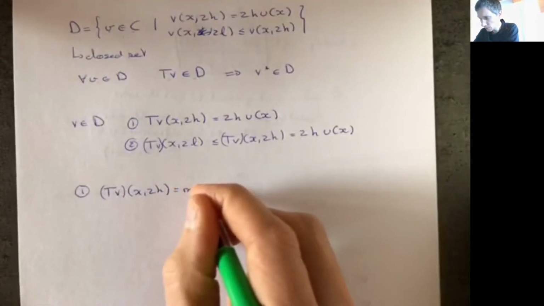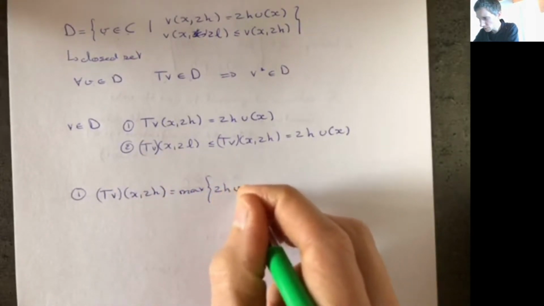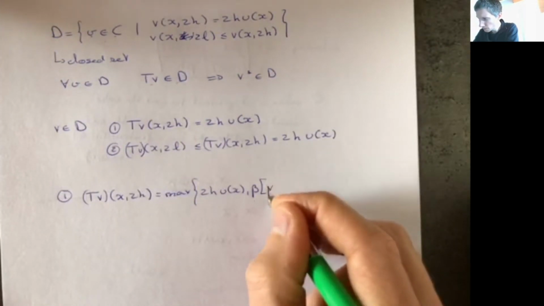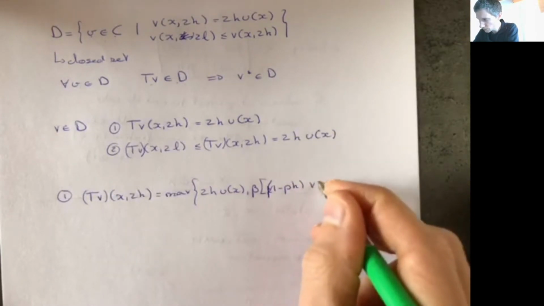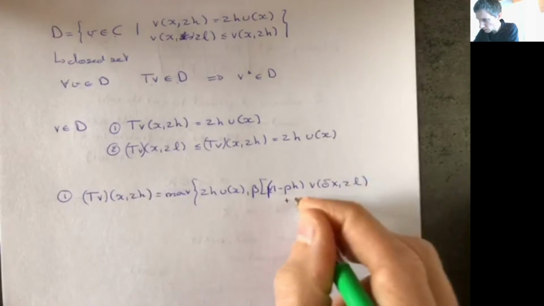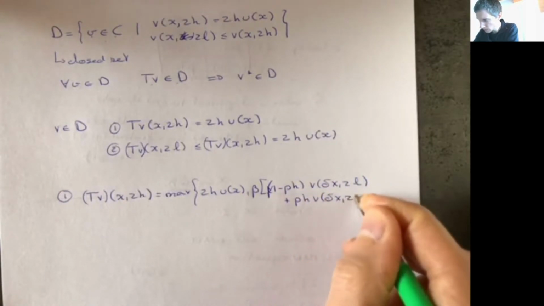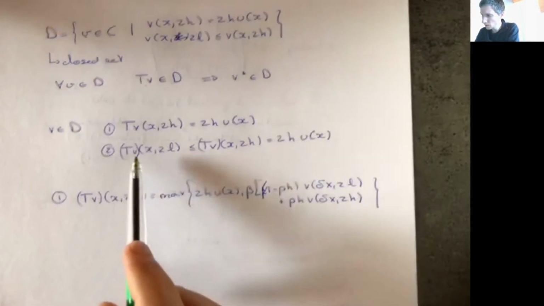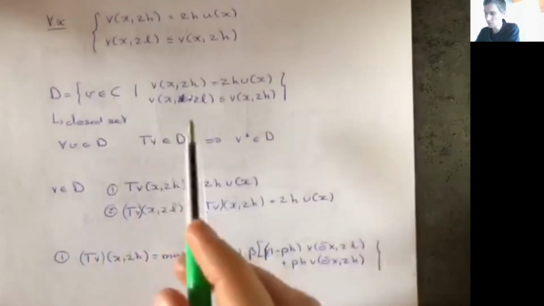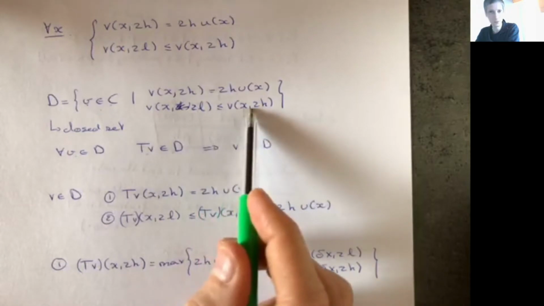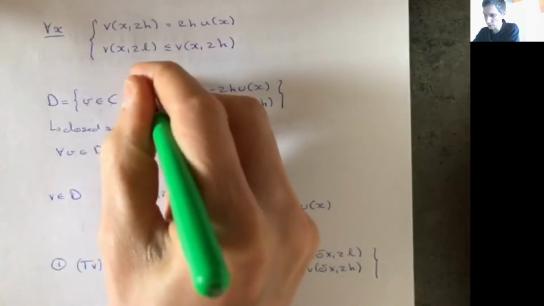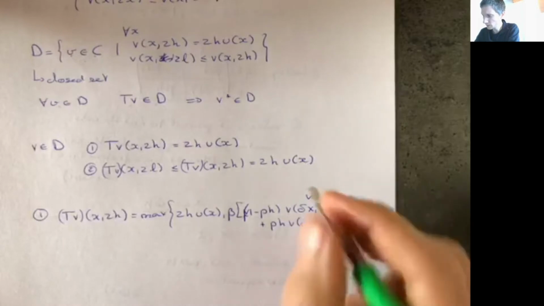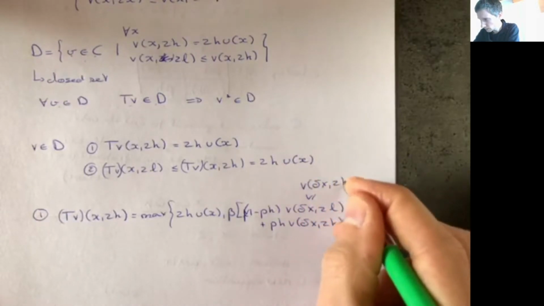So we know that this is equal to the maximum of two things, zh u of x, and then beta times 1 minus ph of v dx zl plus ph v dx zh. Okay, so first thing, we assume that v is in D. So for all x, v x zl is lower than v x zh. So this holds for all x. Okay, so in particular it holds for delta x.